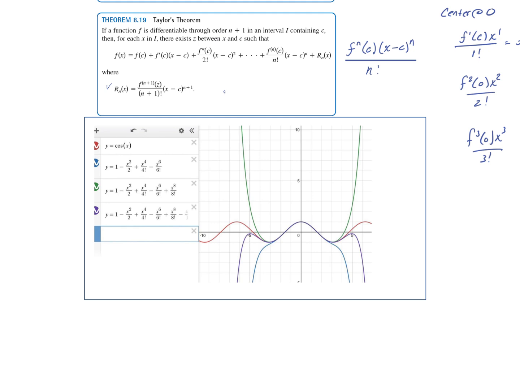So what I did was I expanded out 4 terms here, and I graphed it. So this is the light blue graph. So it's here, and then it separates from the cosine curve, and it goes there and there. So around here, this is called the center. So around here, the two graphs are exactly the same.